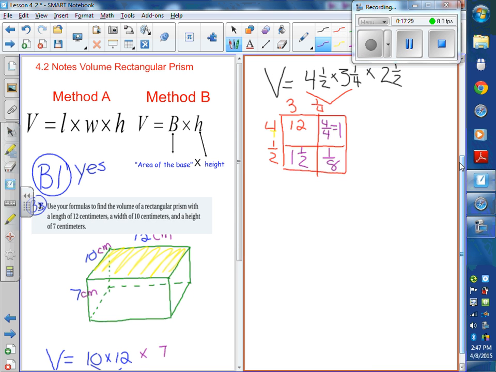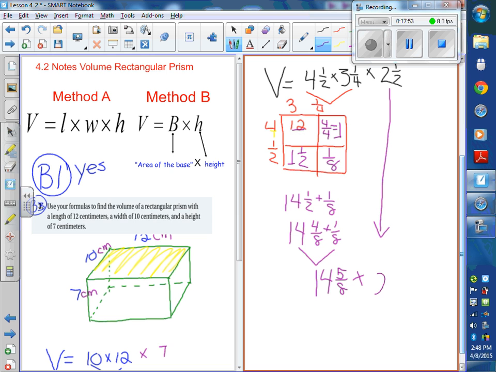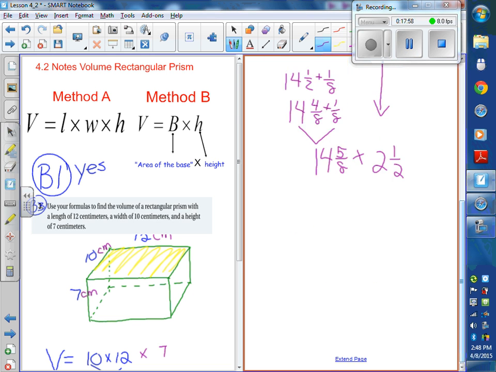So 4.5 times 3 1/4 is 12, 13, 14.5, plus an 8th, right? So that's 14 and 5/8. 4/8, good job, plus 1/8, which is 14 and 5/8. And now I have to multiply that by 2.5. That's kind of a big giant problem. Now you have to do it again. So this is 14 and 5/8 and 2.5.